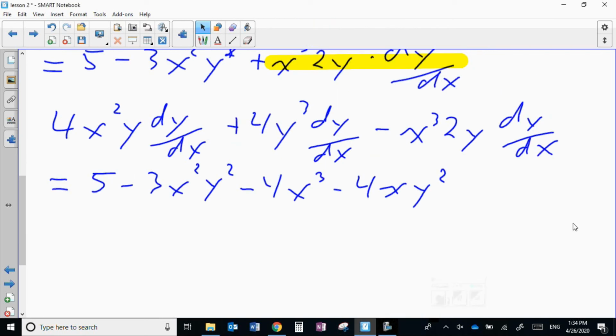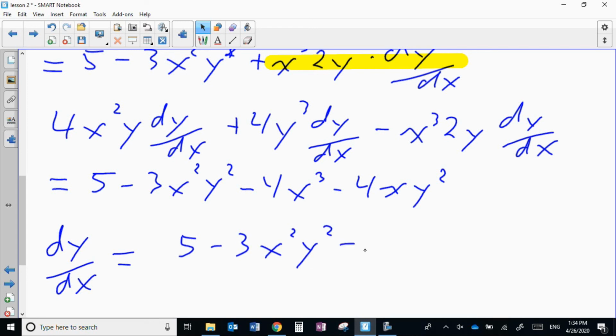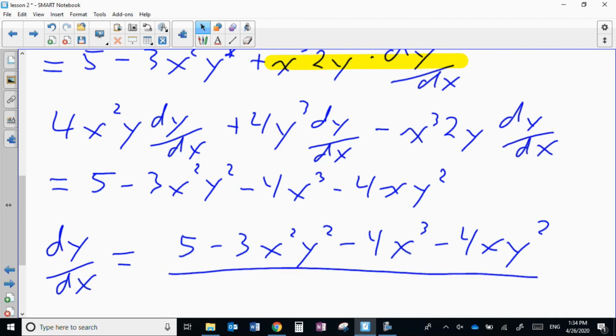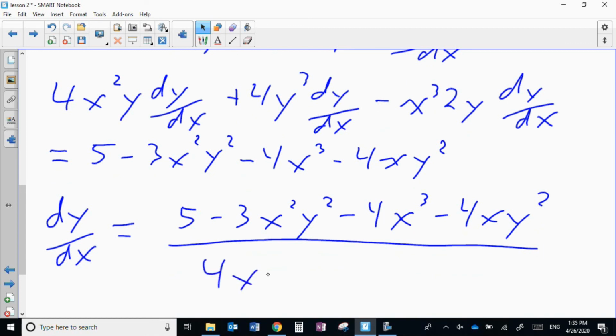So if you think about what that's going to look like, I'm going to have dy by dx is equal to 5 take away 3x squared y squared minus 4x cubed take away 4xy squared, all divided by what I would get here when I factor out the dy by dx, which is 4x squared y plus 4y cubed minus x cubed 2y. There it is. Well, normally I would write 2x cubed y, so let's just fix that to 2x cubed y. And there you have it. That's about as difficult as they're going to get. That ugly mess for your derivative there.